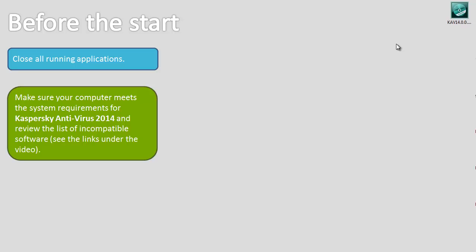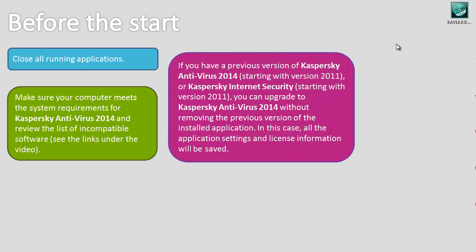If you have a previous version of Kaspersky Antivirus, starting with version 2011, or Kaspersky Internet Security, starting with version 2011, you can upgrade to Kaspersky Antivirus 2014 without removing the previous version of the installed application. In this case, all the application settings and license information will be saved.